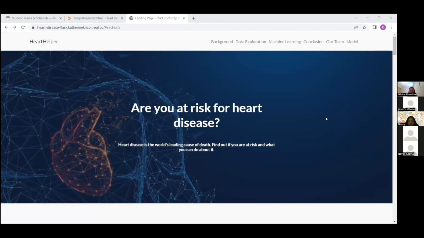Okay, so we're going to be presenting HeartHelper, which is a data analysis project that's focused on heart disease. Heart disease is the world's leading cause of death, so we were really interested in seeing what factors related to it and how it affected different groups of people.